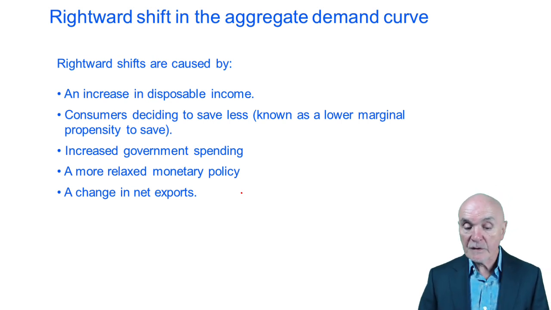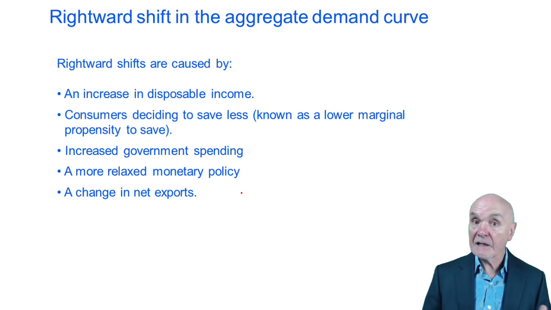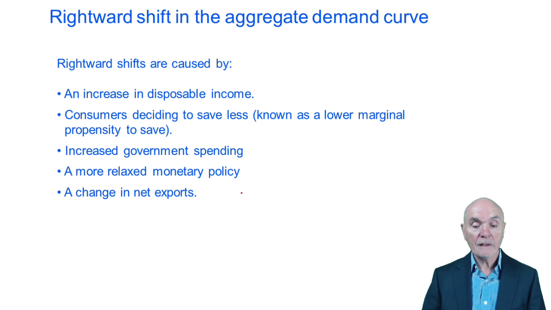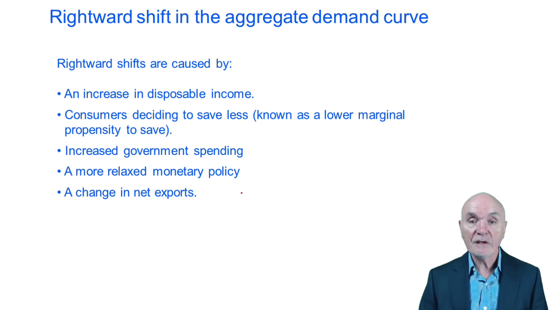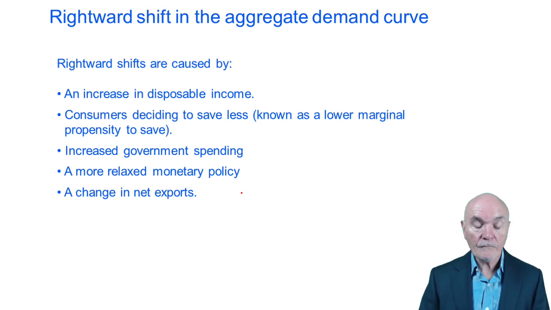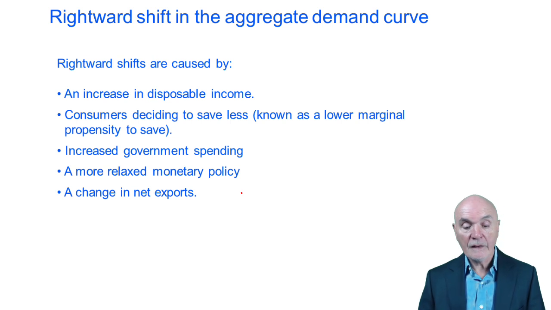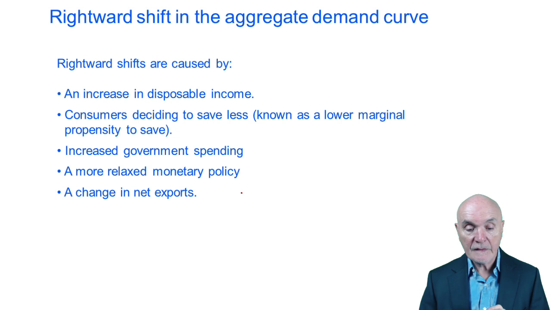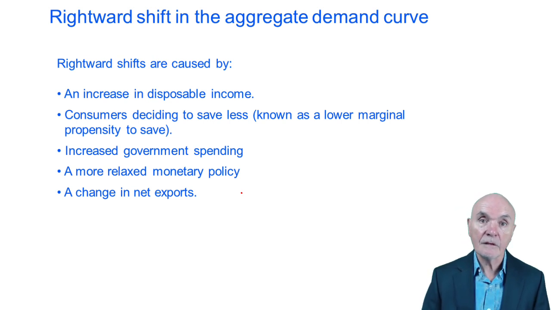A more relaxed monetary policy, like interest rates going down, making it easy for people to borrow money, and a change in net exports. A change in net exports will stimulate a rightward shift in the demand curves.